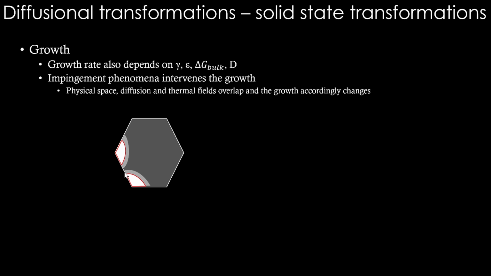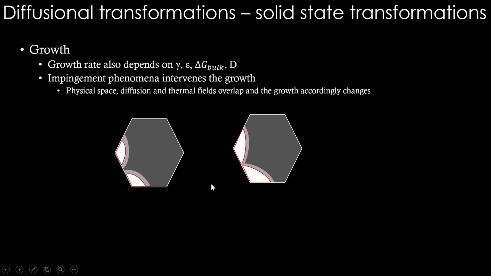So if the diffusion fields are like this, here and here they are not overlapping, but as the growth achieves near completion, you can see that these fields overlap and the atoms here must be distributed among both the fields. So that is where the regular growth that we will be predicting may not work. We have to consider this other aspect of fields overlapping and impingement happening and all. So this is difficult to simulate.